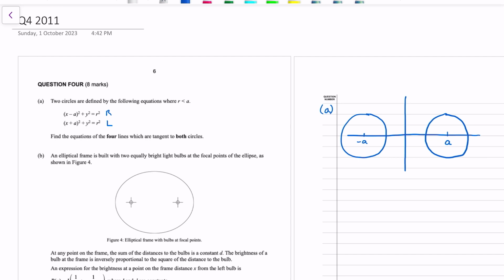Four lines being bolded, they just don't want you to forget the fact that actually there's a line up there that's tangent to both, and there's a line down there that's tangent to both. So they're trivial cases, trivial tangents, y equals plus or minus r.